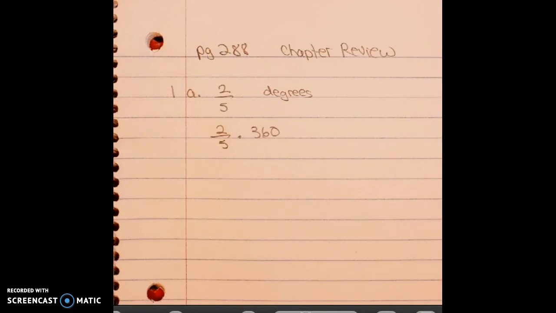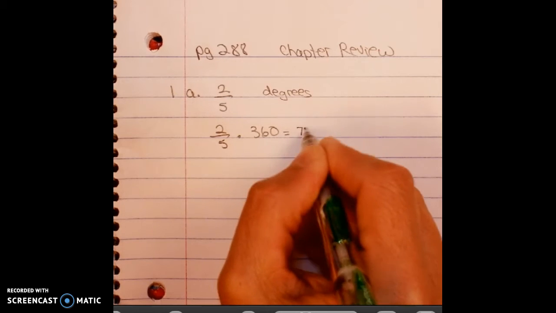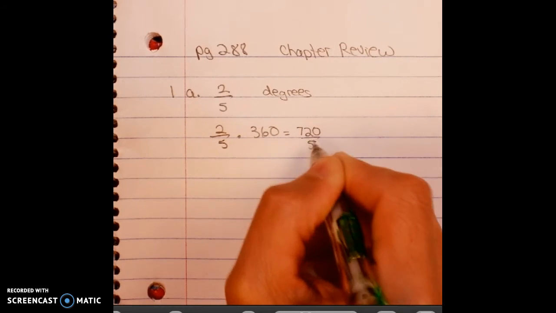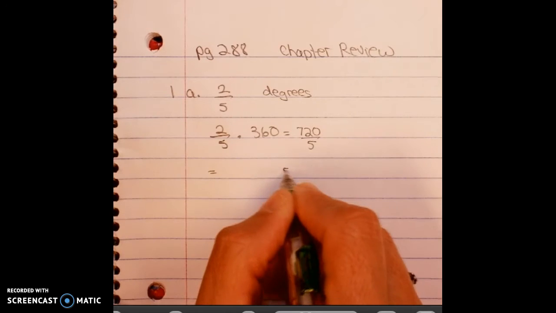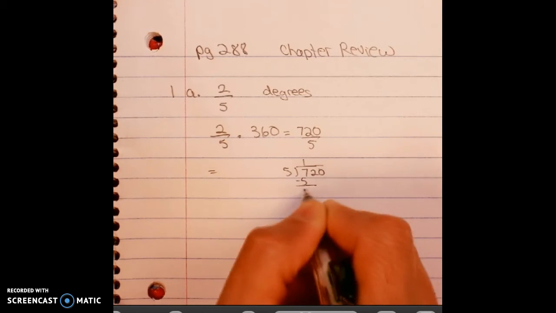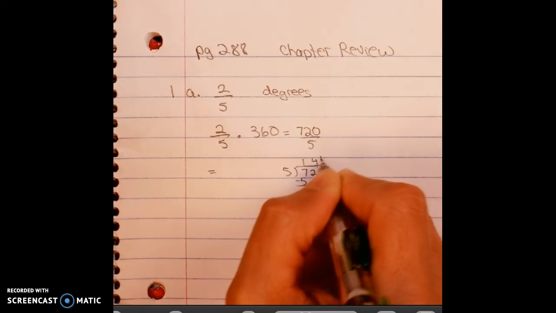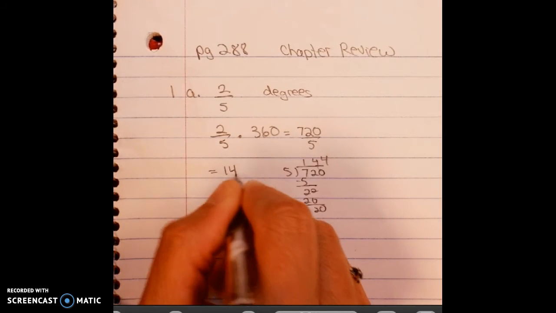So I'm going to do 2/5 times 360. We're doing our best to do this without our calculator. So I have 720 over 5. 5 does go in there, so I'm going to go ahead and do that long division. We end up with 144 degrees.